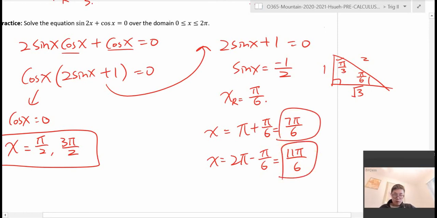There are your 4 answers. Okay, and that's within this domain. Of course, you can find the general solution by adding the period times n, where n are the integers. All right, that's it.